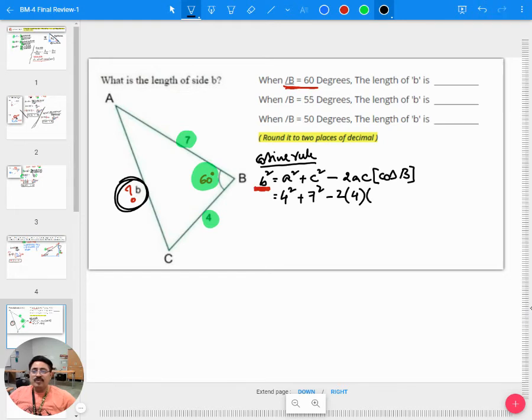Therefore 2 times 4 times 7, and what is cos B? You can see that the angle is given as 60 degrees. Therefore cos 60 degrees. 4 squared gives me 16, 7 squared gives me 49, minus 2 times 4 is 8, 8 times 7 is 56, to be multiplied by cos 60. What is cos 60? Let me make use of the calculator. Cos 60 degrees is giving me 0.5.